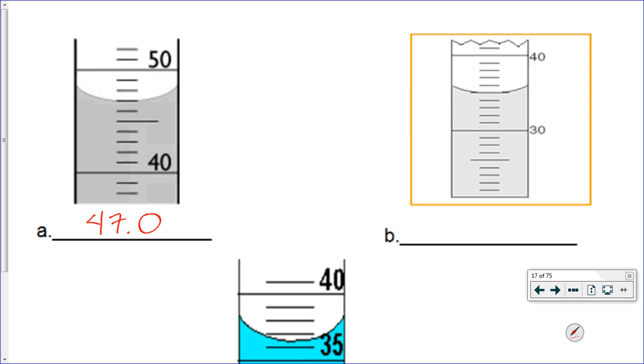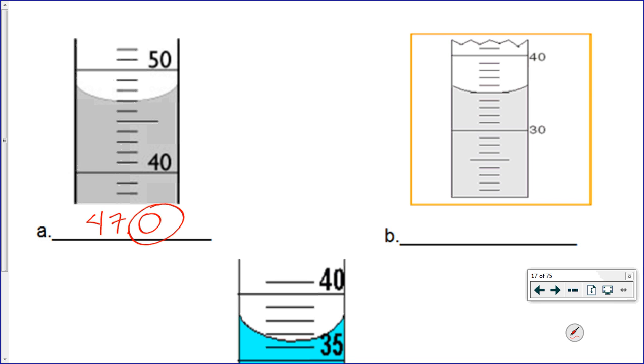Why do we need a 0.0? Because you're certain about the 47. Okay, but we're not sure if it's like 47.1 or 0.2 or 0.01, or we don't know. So this right here keeps us from, you know, you're not going to be perfect. Okay, and it's okay because your equipment's not perfect either.